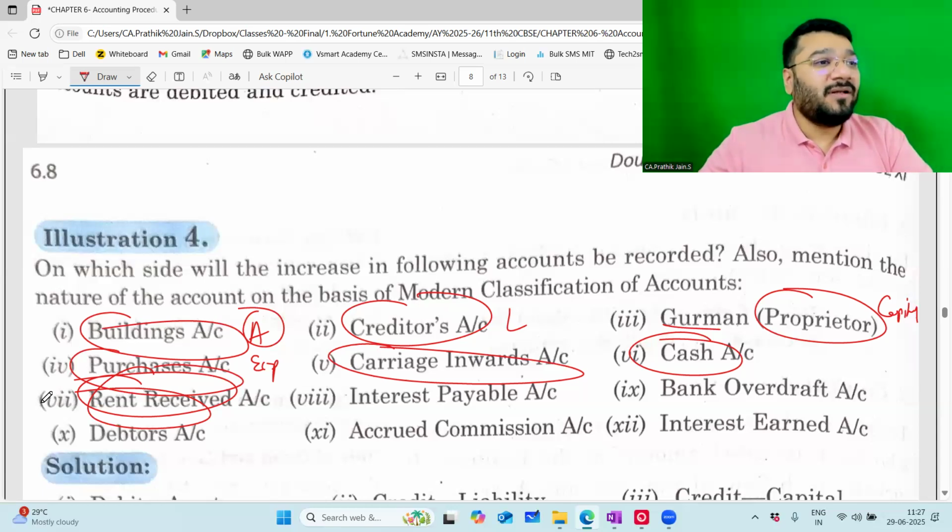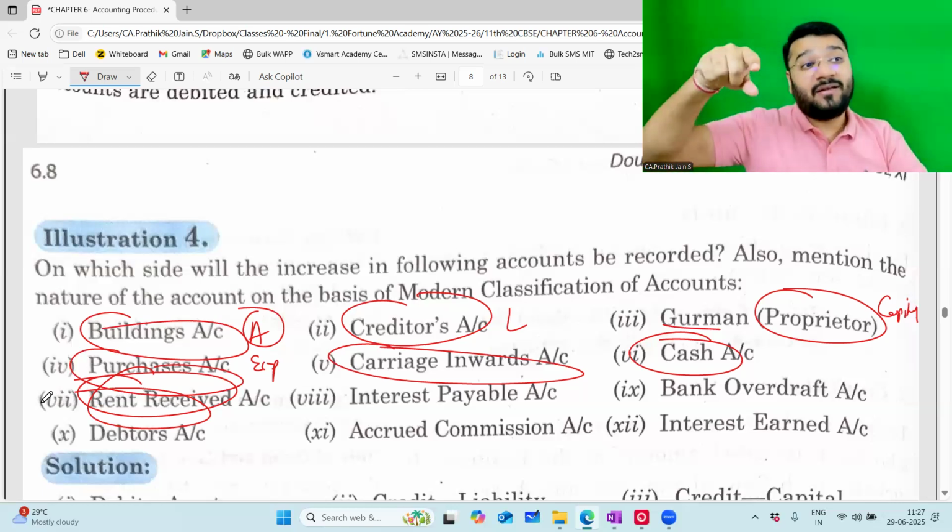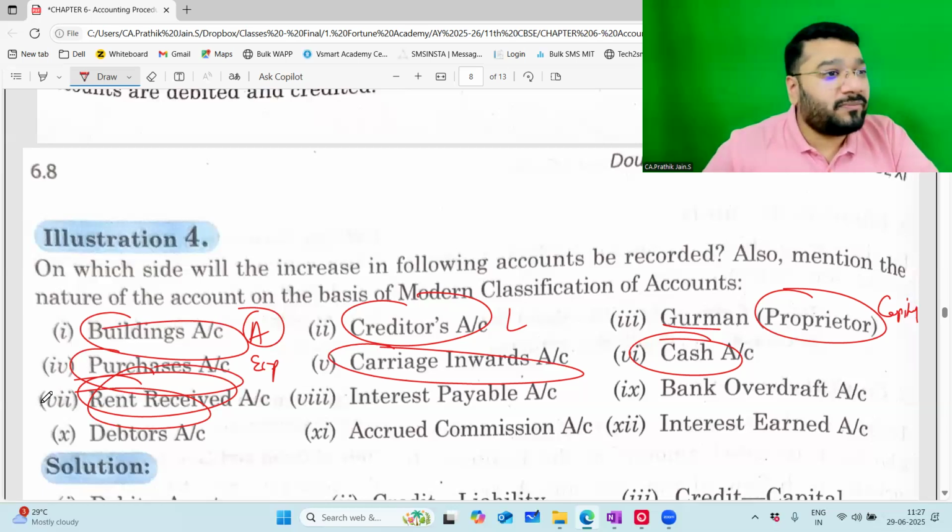Sales. The transportation that comes on selling goods is carriage outward, the goods going outside. When it goes outside and is sold, when it goes to the customer, that is carriage out primarily.